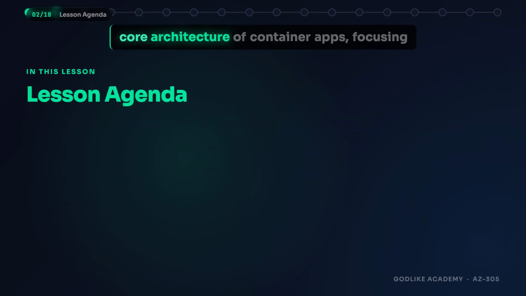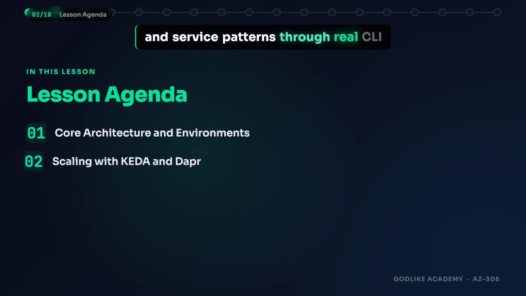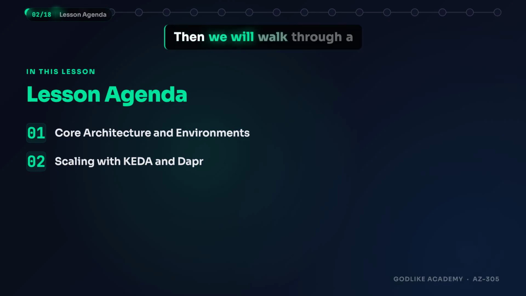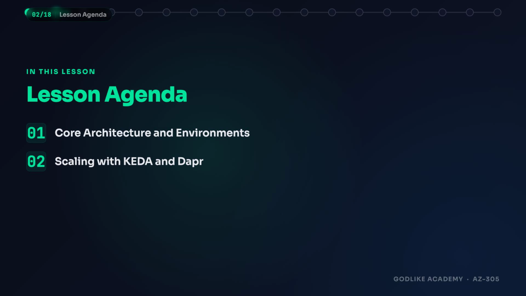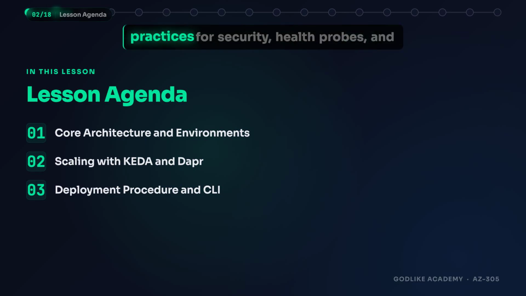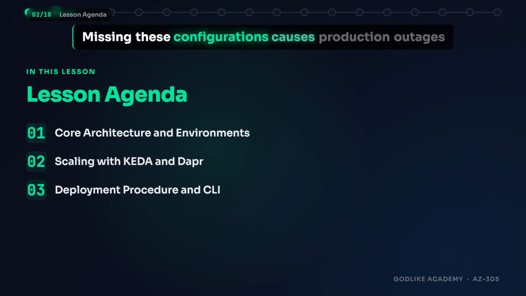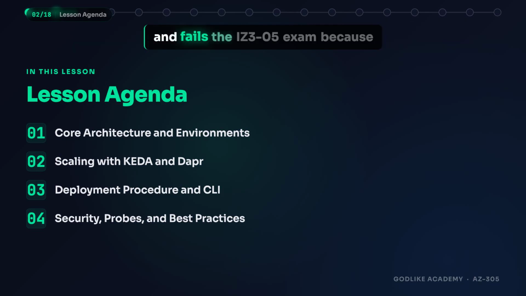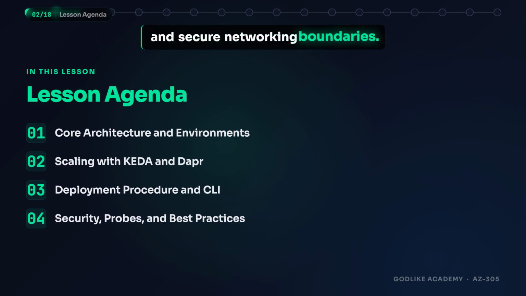We will start by mapping the core architecture of container apps, focusing on environments and immutable revisions. Next, we will examine how KEDA and Dapr enable advanced scaling and service patterns through real CLI workflows. Then we will walk through a complete deployment procedure using the Azure CLI to provision resources. Finally, we will review critical best practices for security, health probes, and observability. Missing these configurations causes production outages and fails the AZ-305 exam because test designers expect precise scaling thresholds and secure networking boundaries.